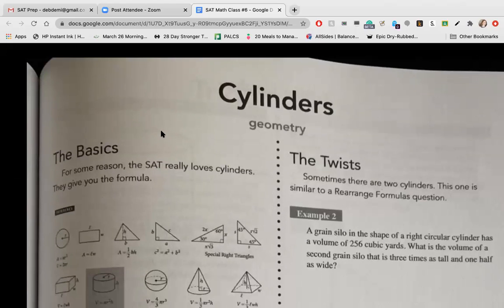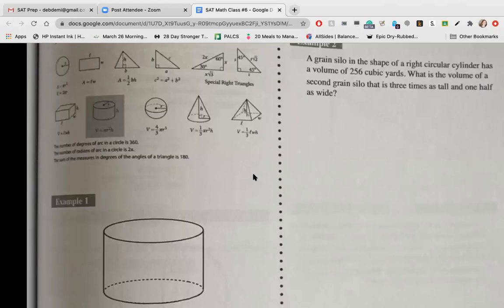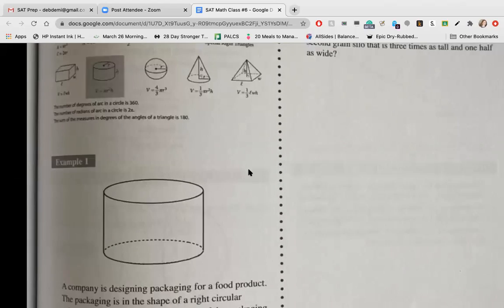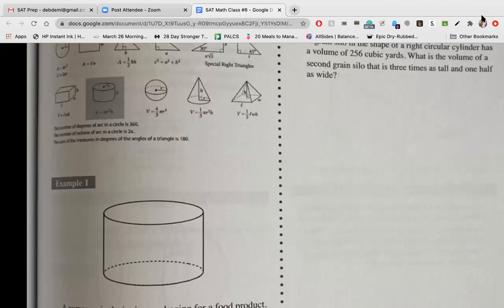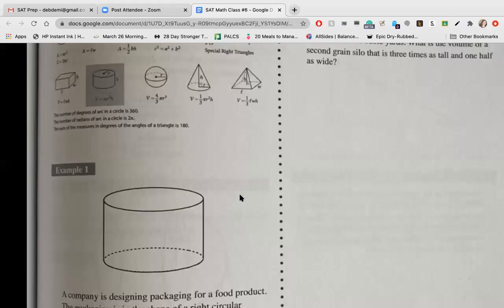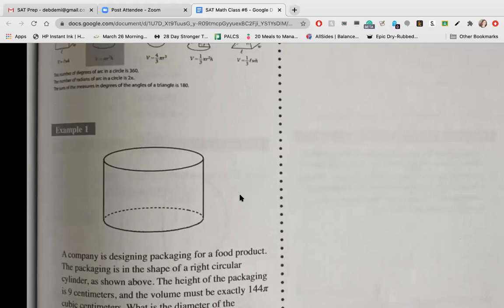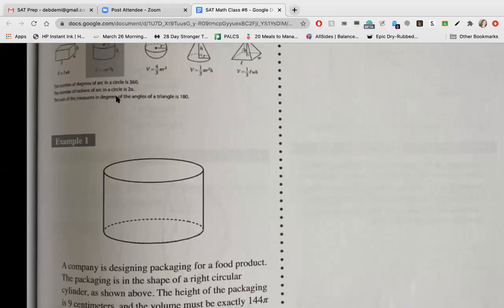Cylinders are really fun. So the formula for cylinders, let's look at that. It is right there, shaded up for you. The formula is volume equals pi r squared h. Know that when you're going in there. I've seen cylinder problems on every single SAT test. So this is a cylinder. Basically what you're doing is it's the area of the circle, because that's pi r squared, times the height.